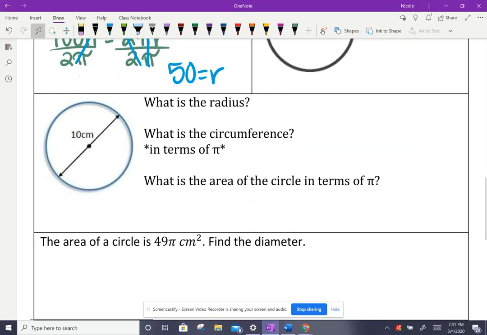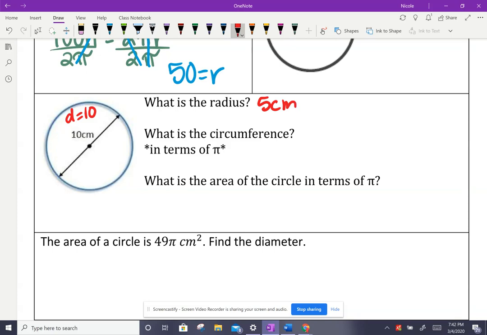So if I look at my first example here, it says, what is the radius? Well, I look at it and I see that my diameter is 10. So if my diameter is 10, my radius has to be 5 centimeters. These are two congruent sides. So for my circumference, in terms of pi, remember you can do either d pi or 2 pi r. So circumference is 10 pi centimeters.